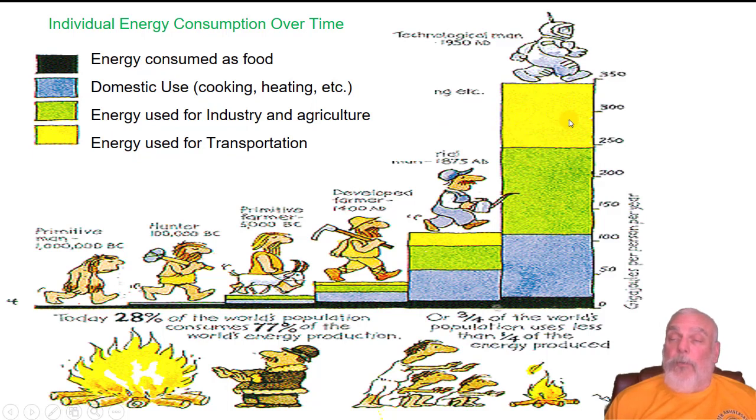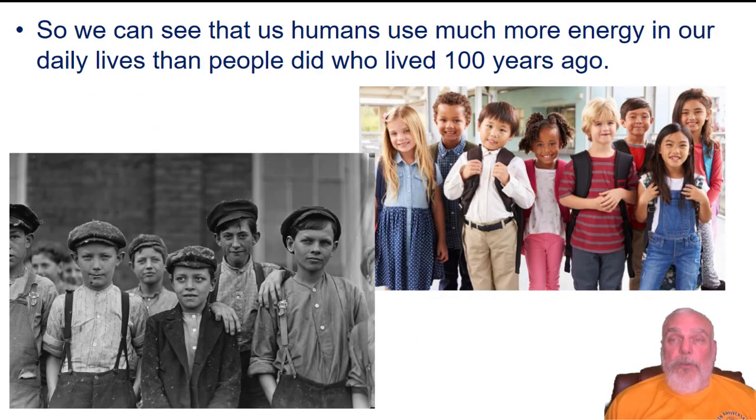We use this amount of energy for transportation versus, again, 7,000 years ago, just this little sliver. Cooking and heating, people would not use nearly as much then as they do now. This little picture is kind of showing that this one individual person is using way more fuel, way more energy than, say, an entire family would have 5,000-6,000 years ago. So we can see that as humans, we use much more energy in our daily lives than people did who lived 100 years ago.